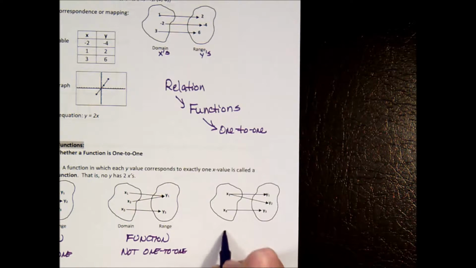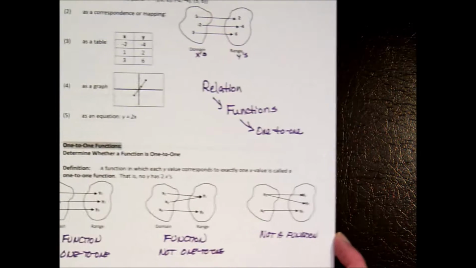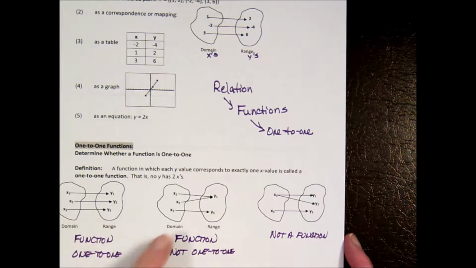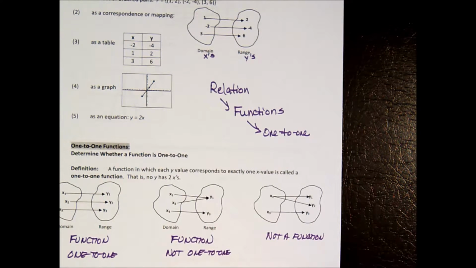On this last one, you can see that x sub 1 goes to 2 different y's. So this one is not even a function. So it can't be one-to-one because it's not a function to begin with. This one x goes 2 places. So there's an example of a function that is one-to-one, a function that is not one-to-one, and then an example of something that is not a function.